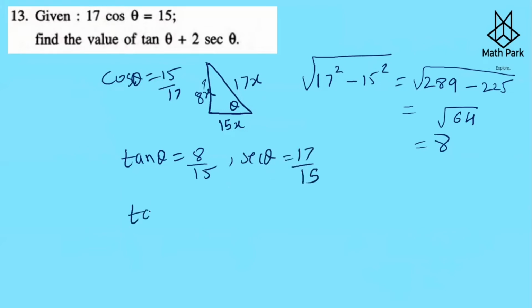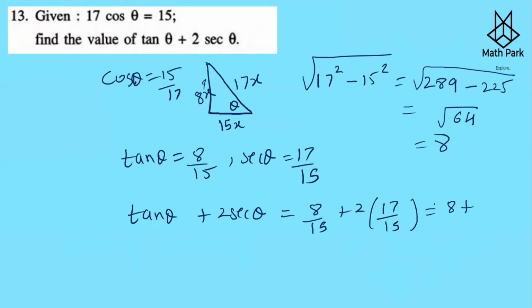So let us find tan theta plus 2 sec theta. Let us substitute the values: 8 upon 15 plus 2 times 17 upon 15. So which is 8 plus 2 times 17, that is 34, upon 15. 8 plus 34 is 42 by 15. 42 by 15 is divisible by 3. So 3 14s are 42 and 3 5s are 15. We can write this as a mixed fraction, 2 and 4 by 5 is the value of tan theta plus 2 sec theta. 2 4 by 5.